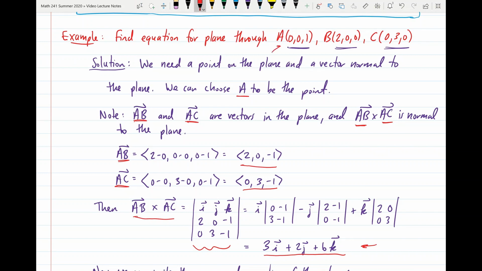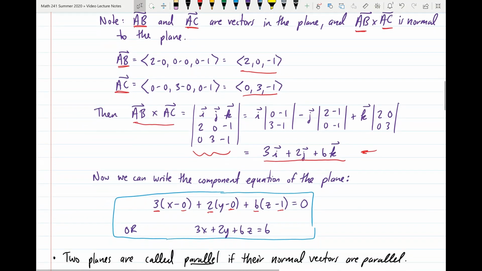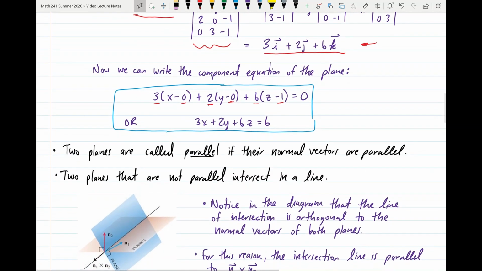our point A. And this will give us the equation for the plane, and if we wanted to, we could also write the simplified component equation just by doing a little bit of algebra to the equation above, distributing some constants and then moving things around. And in that case, we end up finding that the plane can be represented by the equation 3x plus 2y plus 6z is equal to 6.